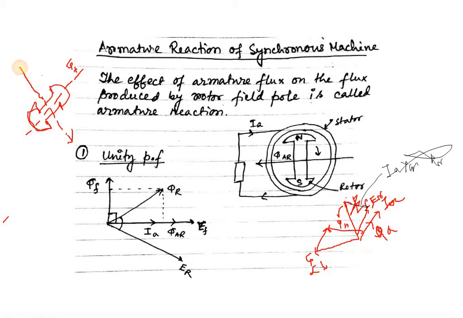So this is EF, the EMF induced because of phi f. Now we will give names to these axes: this line is known as the D axis, and in a similar way, this axis is known as the Q axis.